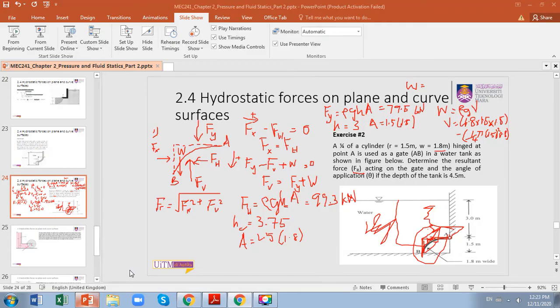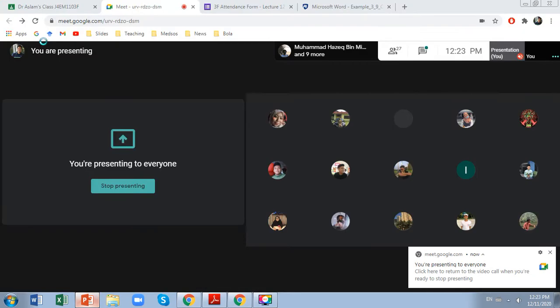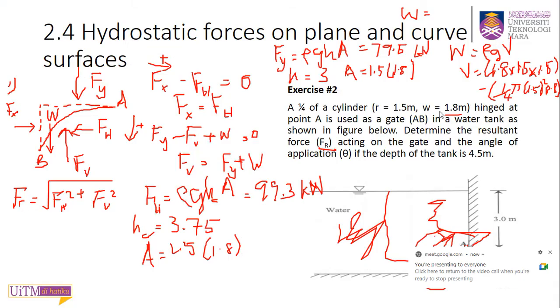We go back. Okay, what's the value for W? You have all the terms, you have the value of V and rho g. So what's the value for W?